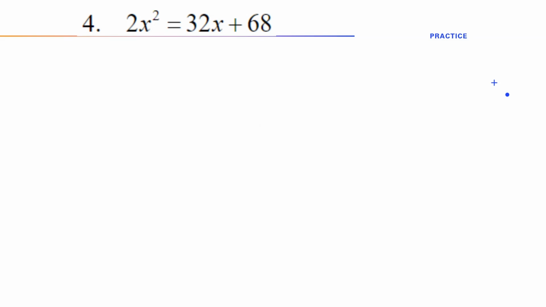Okay, now we have number 4. This looks like a quadratic equation, so we need the standard form of x squared plus bx plus c equals 0. So we will subtract 32x, subtract 68 both sides.